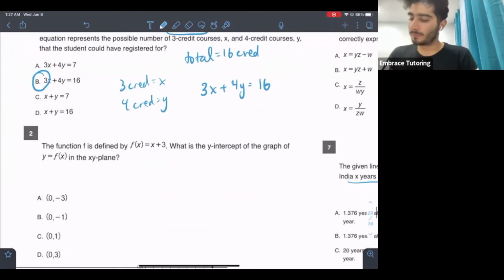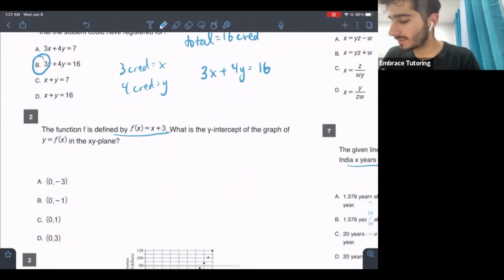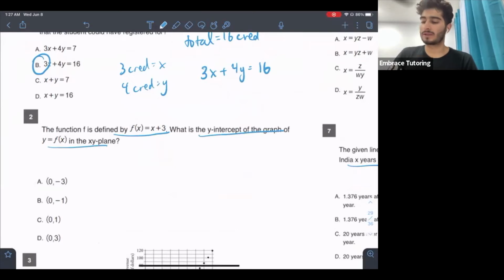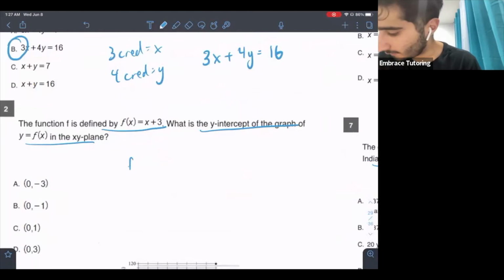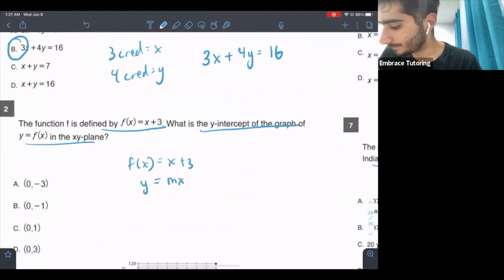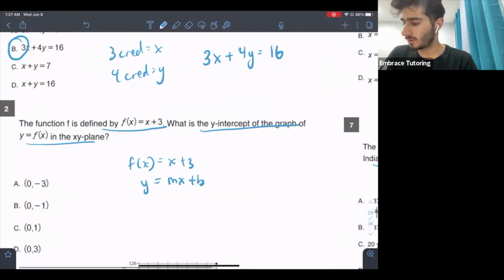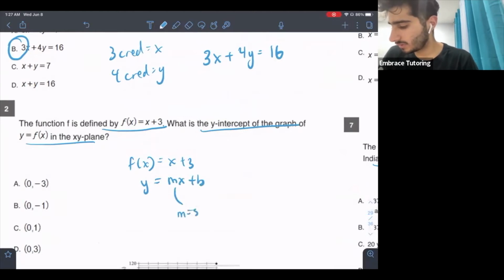Next one. Number 2. The function f is defined by f of x is equal to x plus 3. What is the y-intercept of the graph of y is equal to f of x in the xy plane? So what you have to do for this one is realize that f of x is equal to x plus 3 is in y is equal to mx plus b form, where m is the slope, b is the y-intercept.